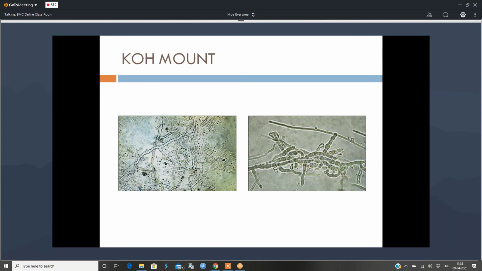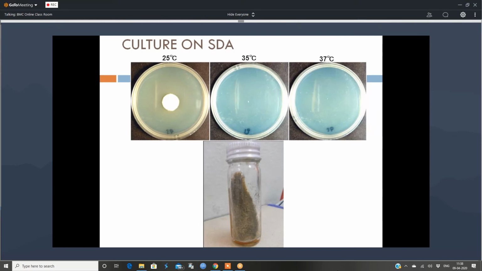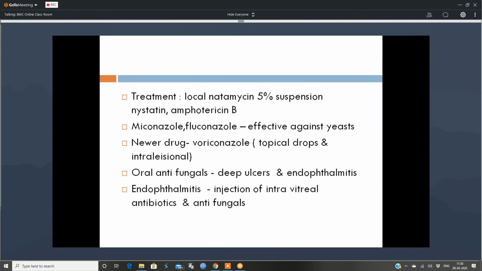At the same time, you also send a culture. This is Sabouraud's dextrose agar, for fungal culture. Fungal growth will usually take a longer duration than bacteria. Bacterial growth will start showing by 3 or 4 days, whereas fungal will take almost a week. The lower one is Aspergillus on Sabouraud's dextrose agar. These are called dematiaceous fungi if they give a blackish color. So after we take the culture, then we start the treatment.